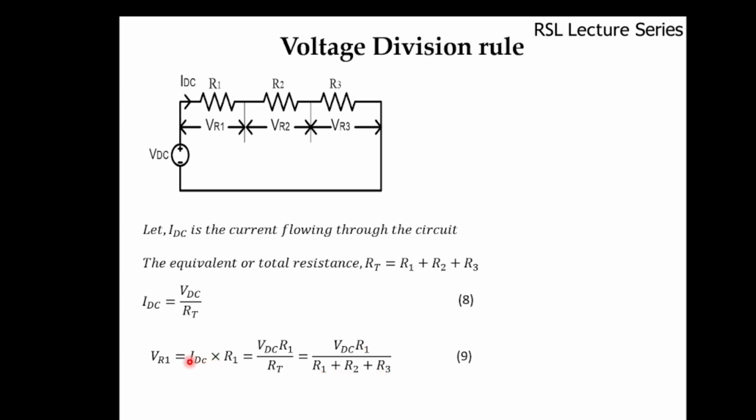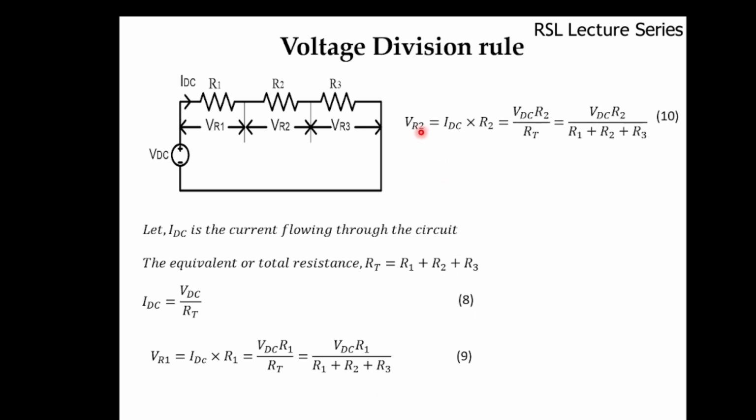So this is the voltage division rule. Now if you want to find out the voltage drop across any of the resistors, provided the supply voltage, then we can write it as total voltage multiplied by the same value of resistor divided by the sum of all the resistors connected in series. In a similar way, we can write VR2 also.